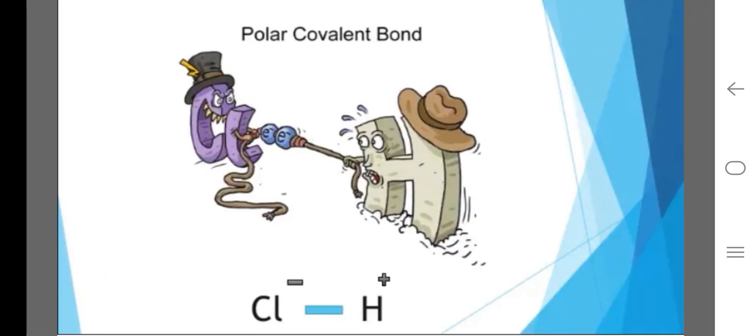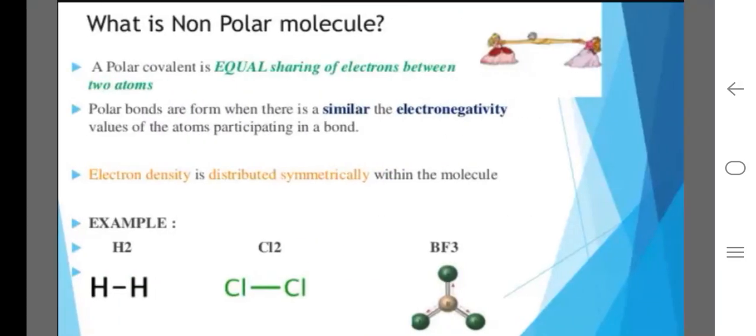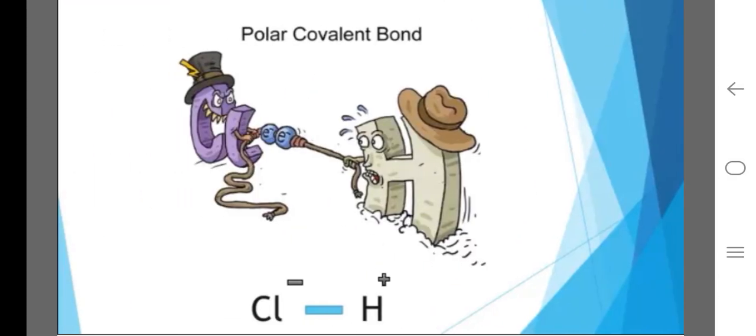In the next slide you will see the polar covalent bond in HCl. Chlorine is a bigger atom and is more electronegative than the hydrogen atom. Hydrogen has an electronegativity of 2.1 and chlorine has 2.9. Next slide. These are the polar bonds.